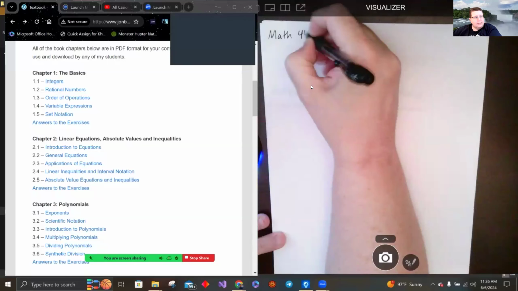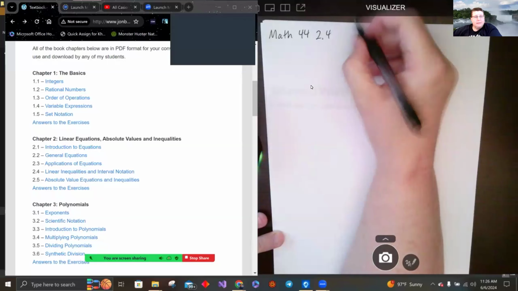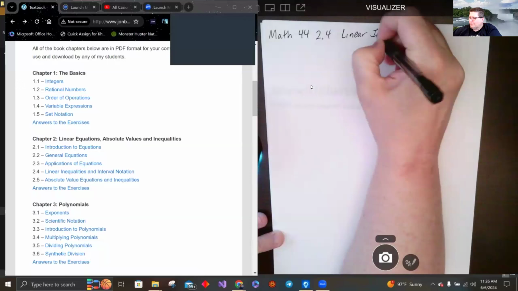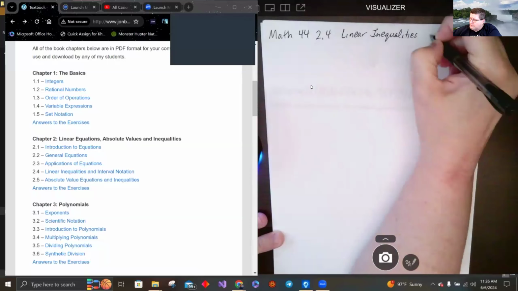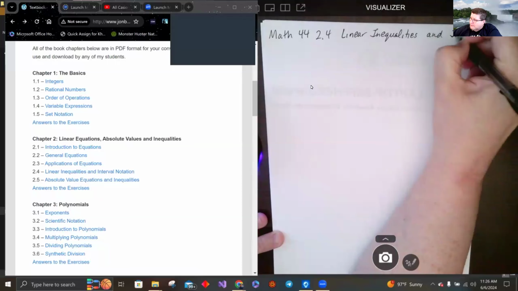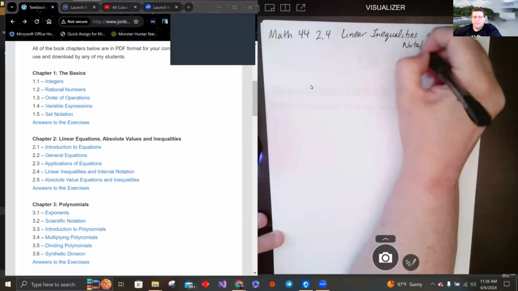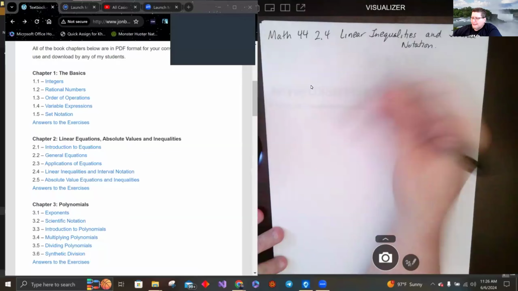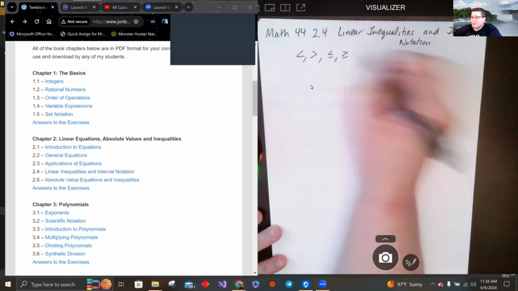We are looking at section 2.4 in John Blakely's textbook. This is the Linear Inequalities and Interval Notation section. So in this section, we've done inequalities, the less than, the greater than, the less than or equal to, the greater than or equal to.